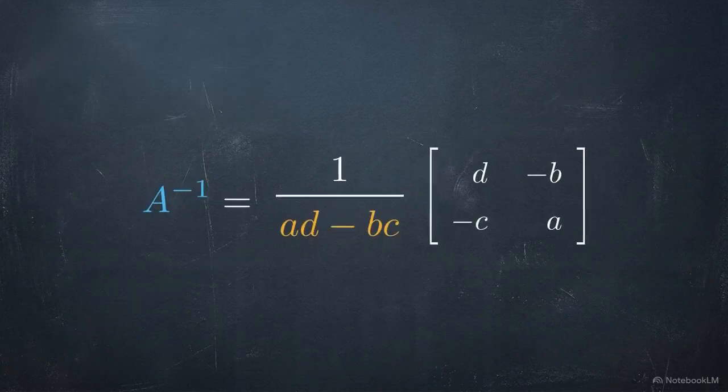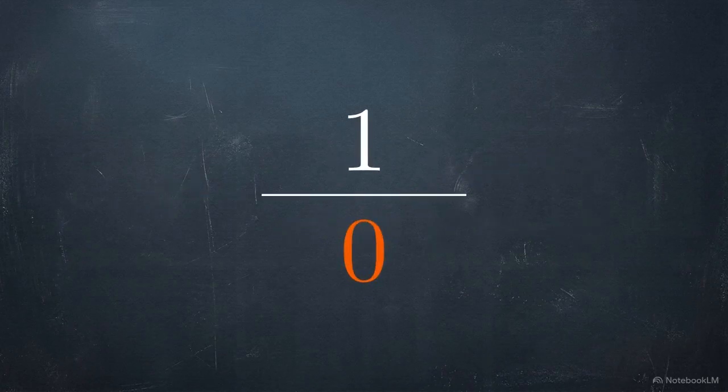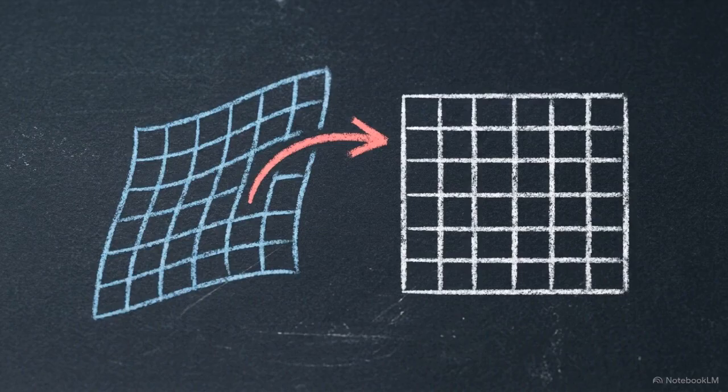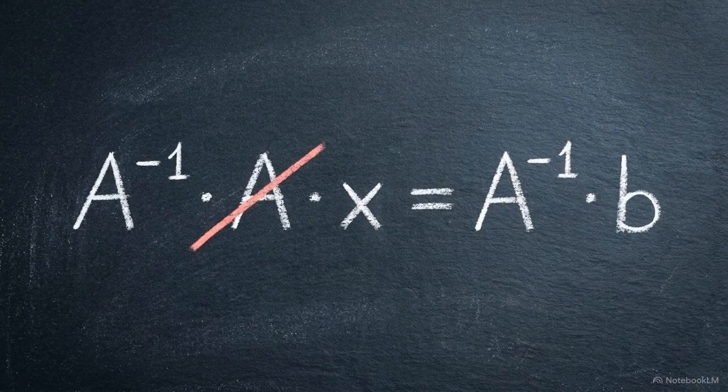That determinant is the key to finding an inverse matrix. You multiply the grid by 1 over the determinant. If the determinant is 0, you cannot find an inverse because you cannot divide by 0. When an inverse does exist, it allows you to reverse a transformation. It acts like matrix division, letting you isolate your variables and solve the system.